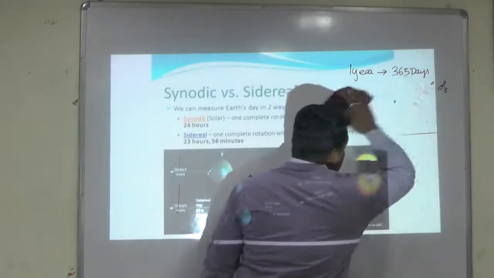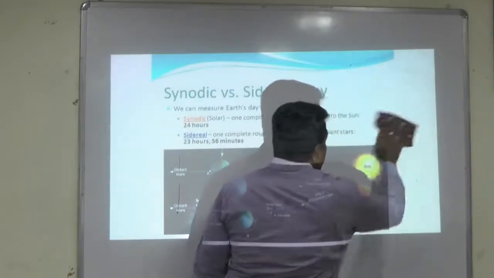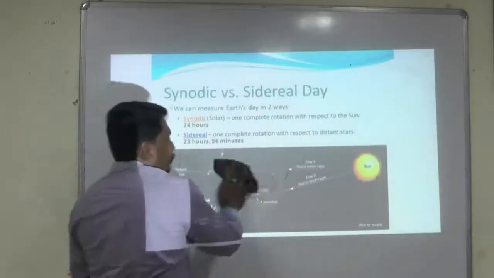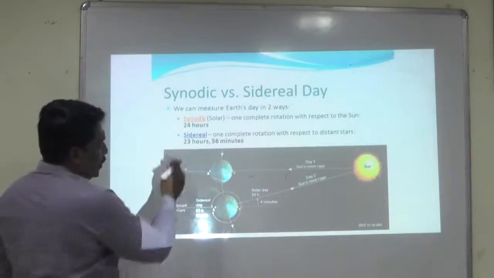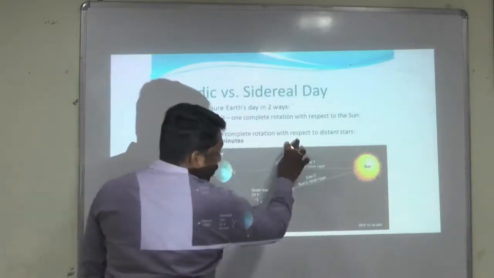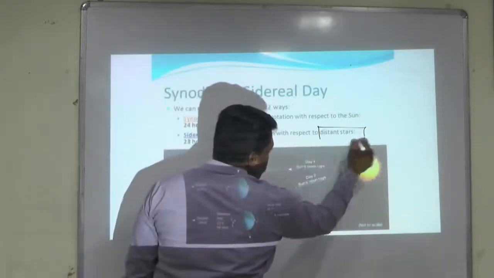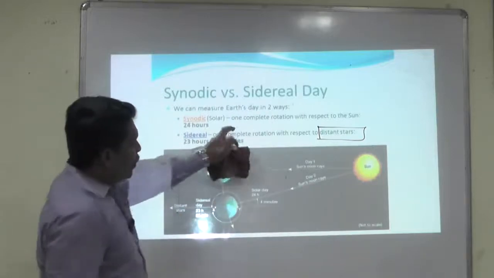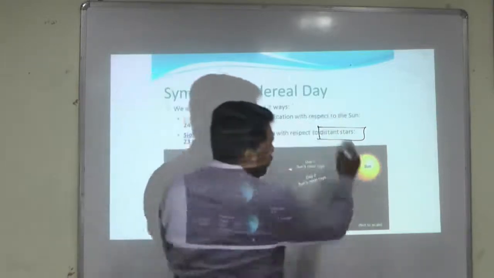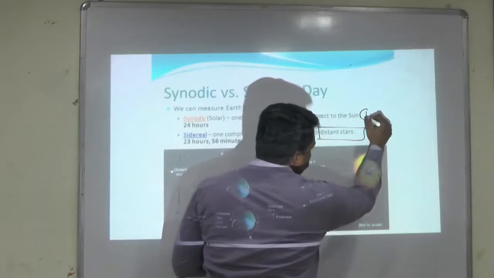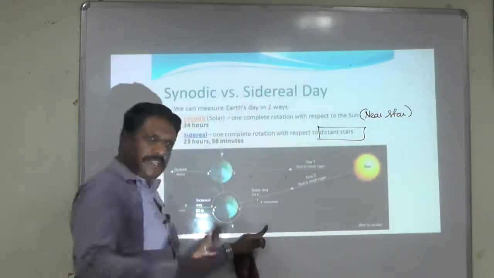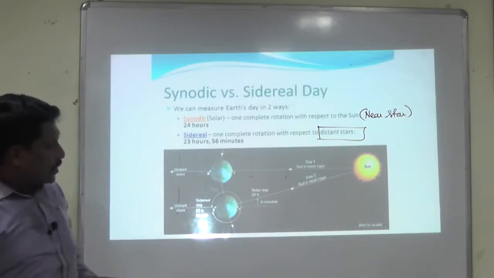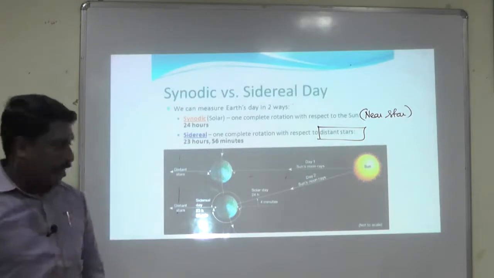So what is sidereal day? What is synodic day? We have an idea. Am I right? Okay. That's what every book says. That's the reason here also you find, sidereal day is one complete rotation with respect to a distant star. One complete rotation with respect to sun, you call them as what? Synodic day. You also know that sun is the near star. Okay. That's it. So what is sidereal? What is synodic day? Everything we have an idea. Correct?